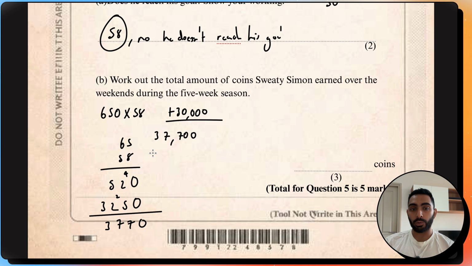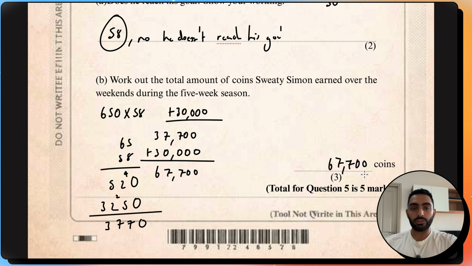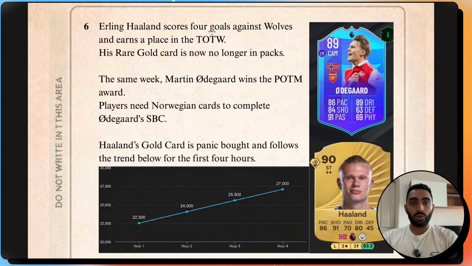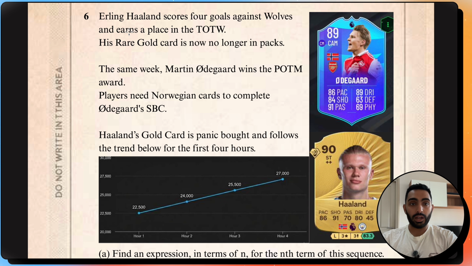And then he earns this extra bonus. If we add 30,000 onto that, both of these up together, we get 67,700. And that's an alright total for 5 weeks. 67,700.